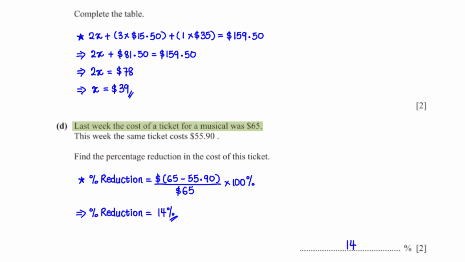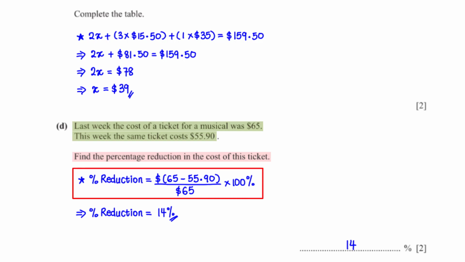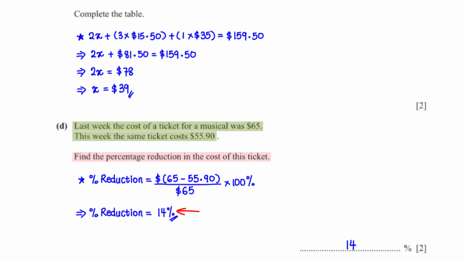Last week, the cost of a ticket for a musical was $65. This week, the same ticket costs $55.90. Find the percentage reduction in the cost of these tickets. The percentage reduction is equal to the reduction, which is 65 minus $55.90, divided by the initial cost, which is $65, times 100%. When we type this into the calculator, we get 14%.